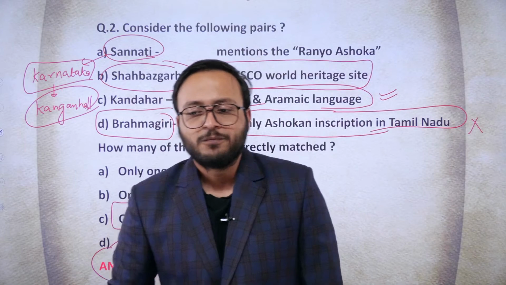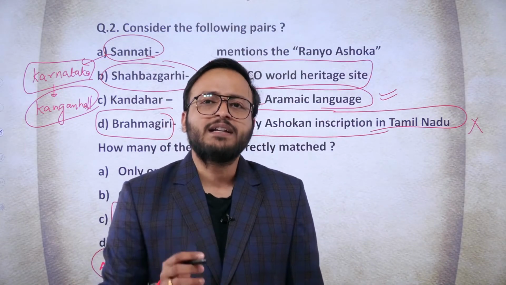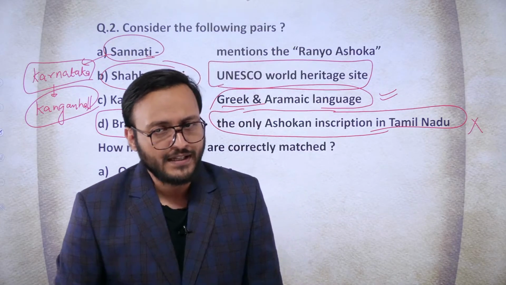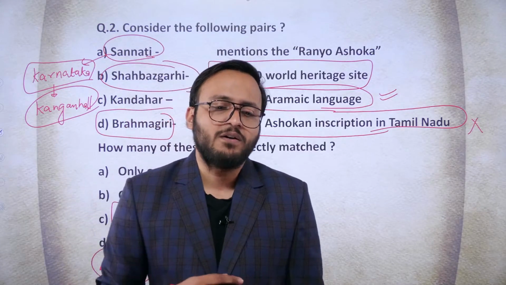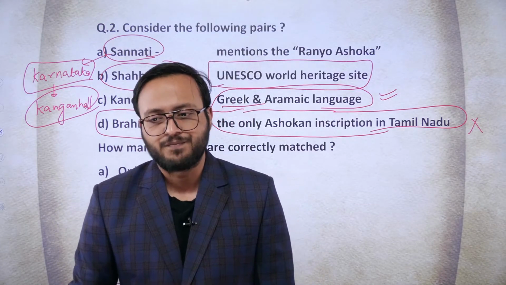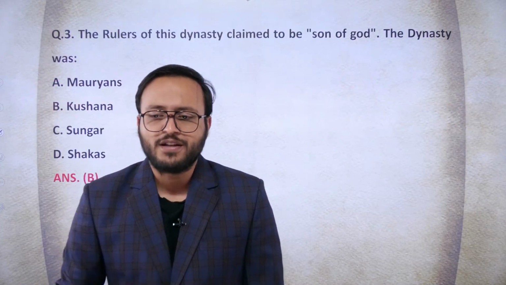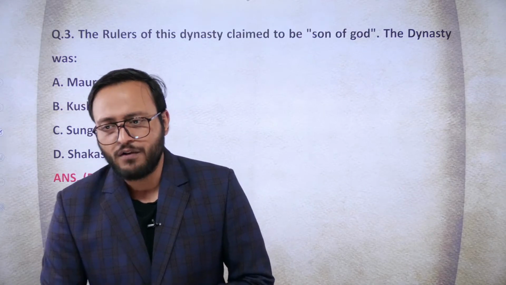Why? Because Brahmagiri is not located in Tamil Nadu, rather it is located in Karnataka. Okay, it is located in Karnataka. So guys, that means the 3 pairs of these are correctly matched. Out of the total, 3 pairs are correctly matched. Next question, the rulers of this dynasty claimed to be the son of God.